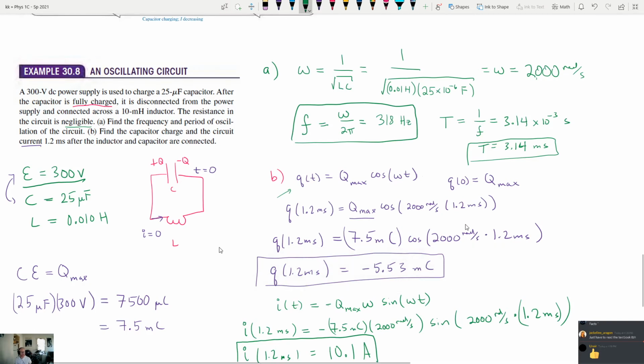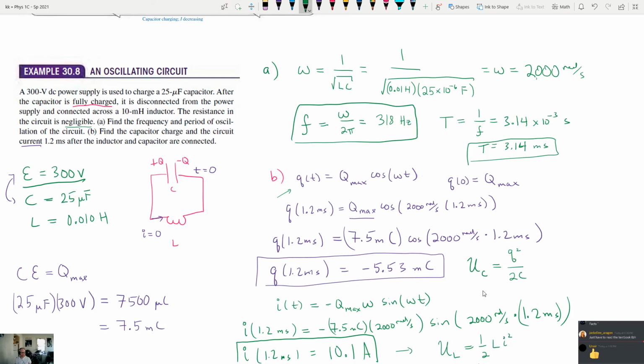Just to remind you how you do that, if you need to find the energy stored in the capacitor, all you have to do is take the charge squared and divide by 2C. And if they ask you to find the energy stored in the inductor, you just take 1/2 L times I squared. Very easy to do.